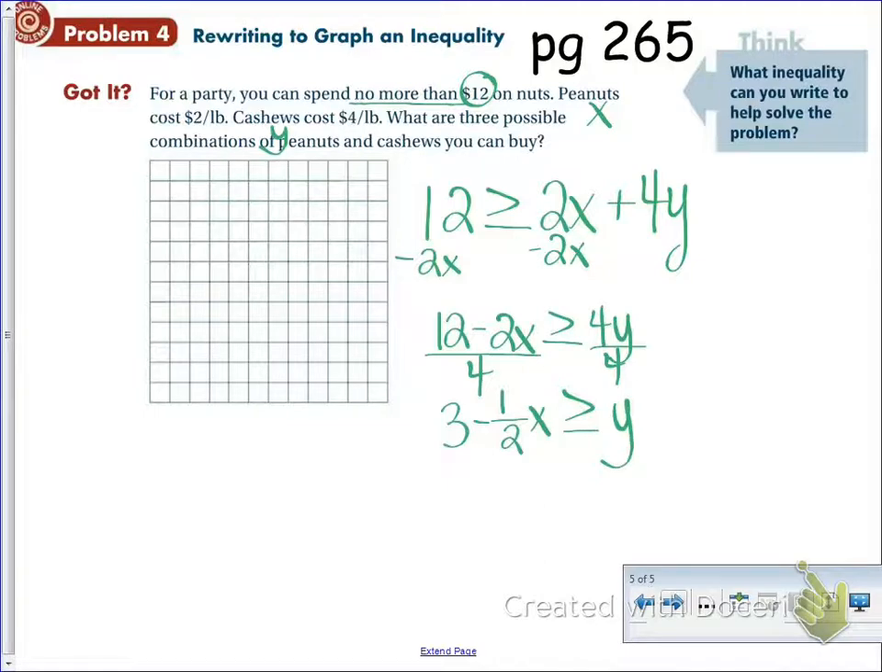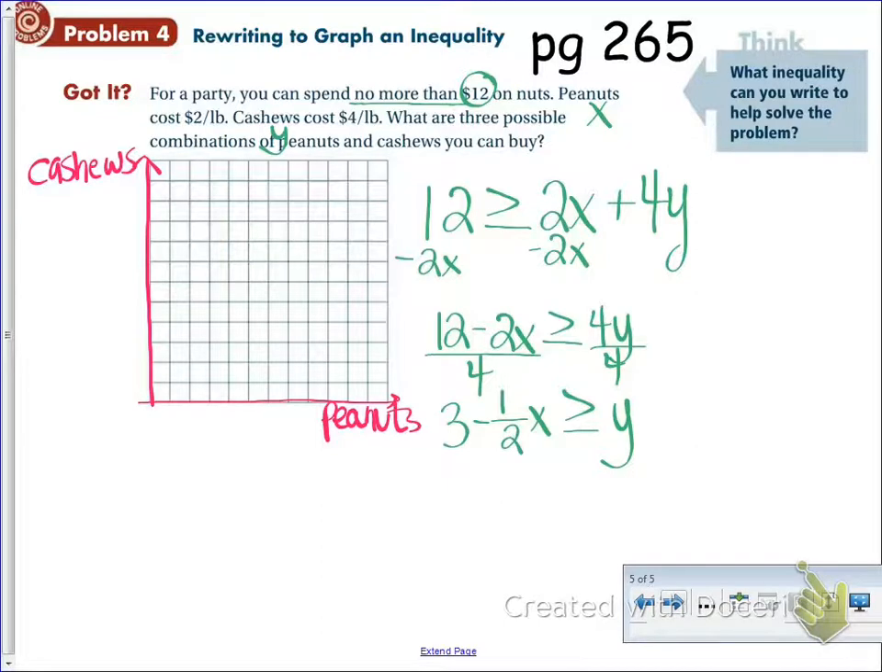Okay, so now looking at this, we need to graph using our grid paper. Now since we're talking about pounds of peanuts and pounds of cashews, it only makes sense to talk about positive numbers, so I can put my axes all the way on the outside of this grid. Now I need to be careful to make sure that I'm labeling as well, and we said that x was peanuts and y is cashews.